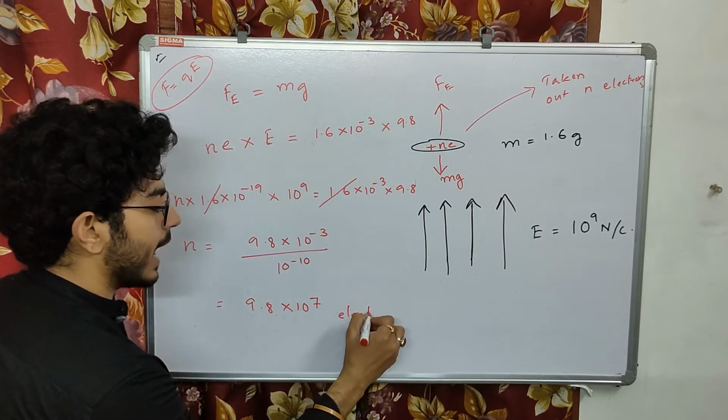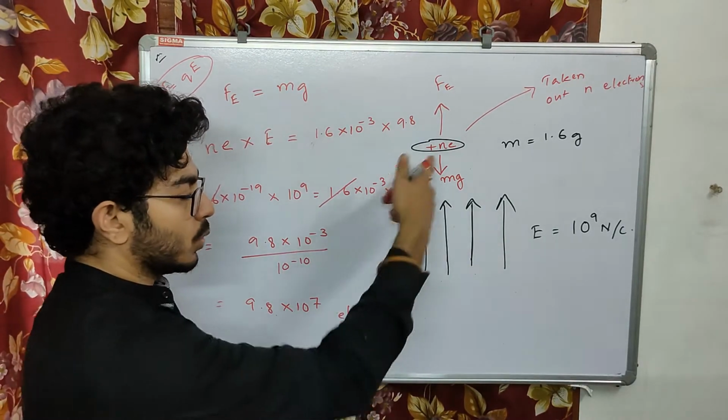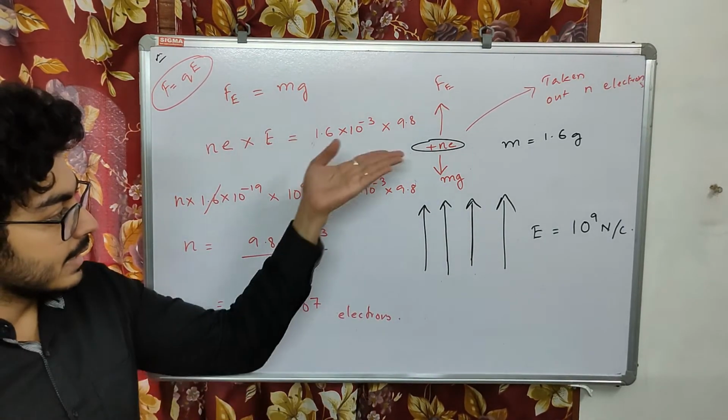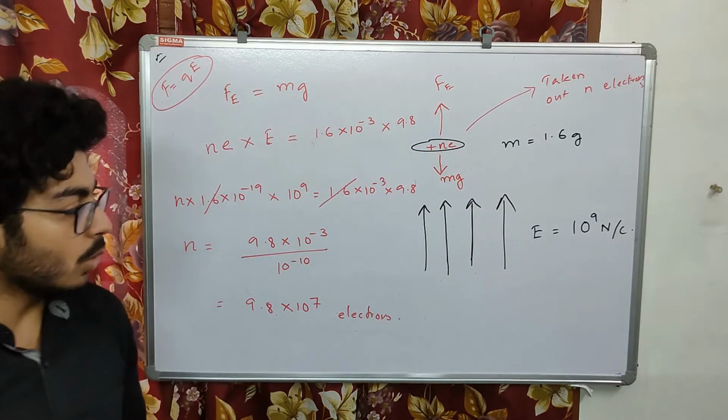So this is the number of electrons that you have to take out from this coin in order to get this coin floating. So this part is clear to everyone? Okay. Now we are going to our next question.